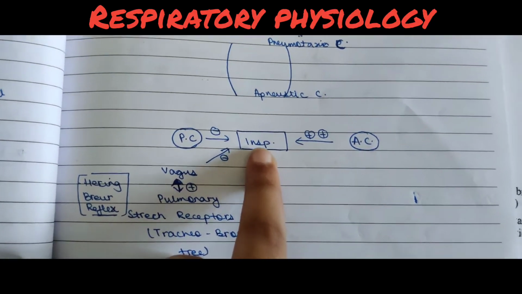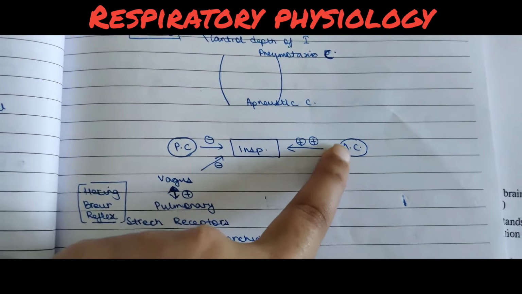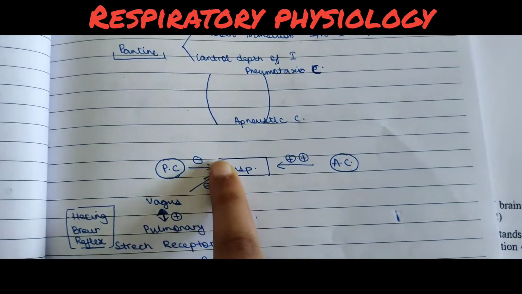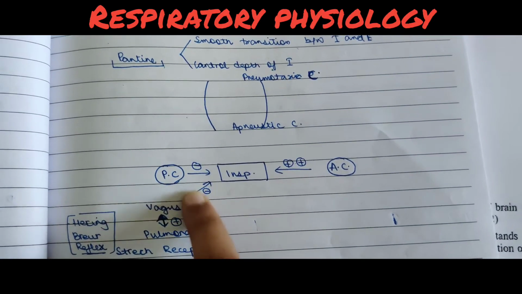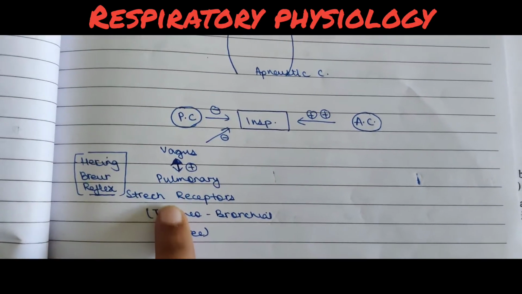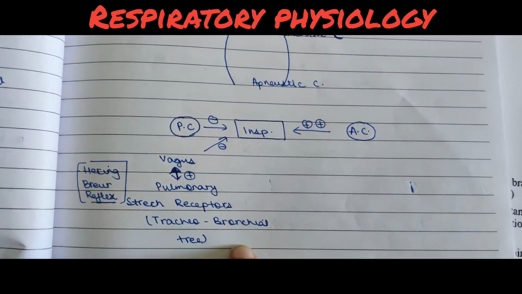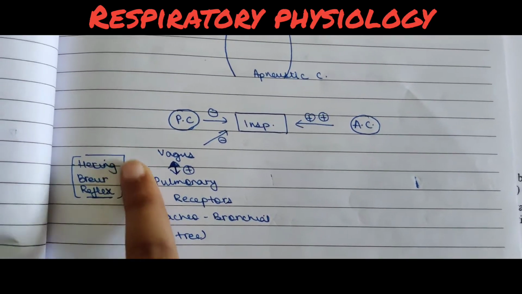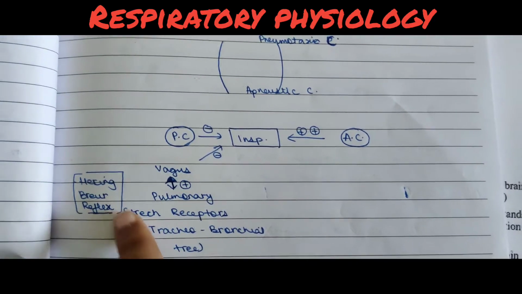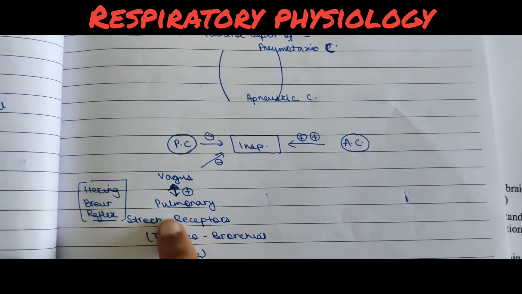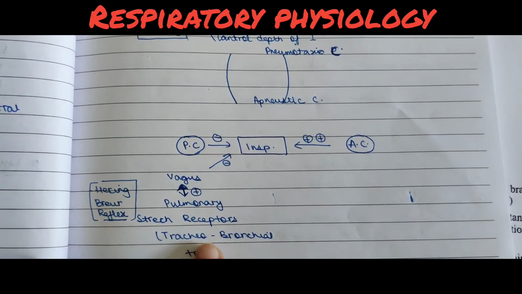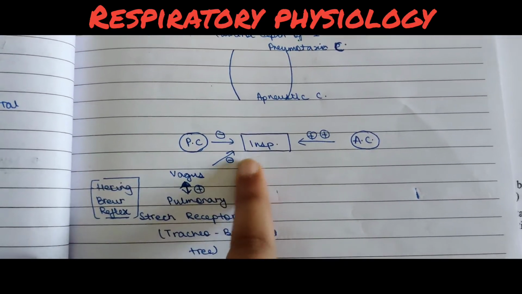So inspiration is stimulated by the apneustic center, whereas it is inhibited by the pneumotaxic center and the vagus nerve. And the vagus nerve is stimulated by pulmonary stretch receptors. And this is called the Hering-Breuer reflex. What does this mean? That pulmonary stretch receptors when stimulated will inhibit inspiration.